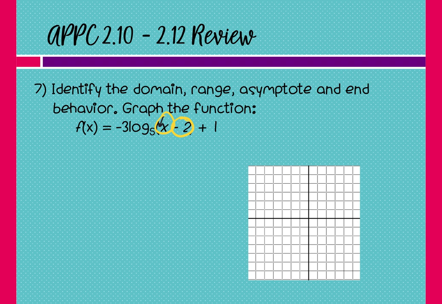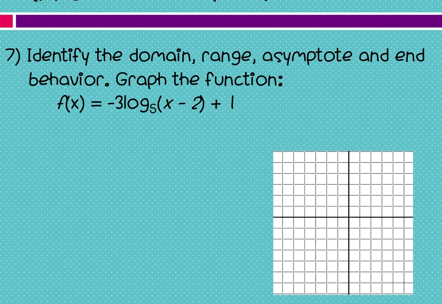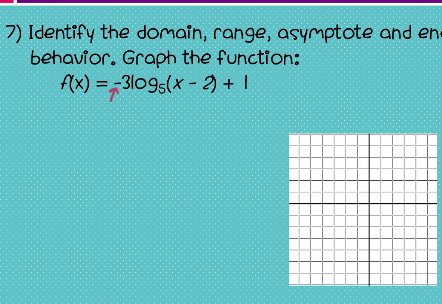All right, number 7 said identify the domain, range, and asymptote, and then the end behavior, and graph the function. So I know based on the transformations that this negative means it flips upside down, or over the x-axis. So my normal log that has that R shape up and to the right flips upside down to go like that. The 3 would make it stretch vertically.